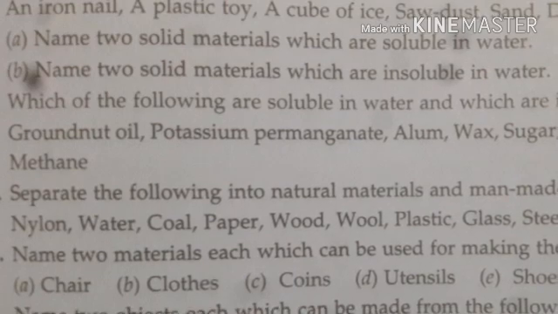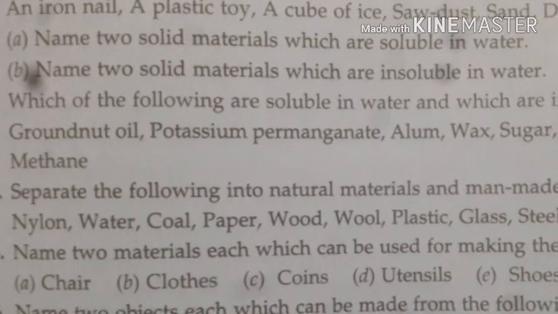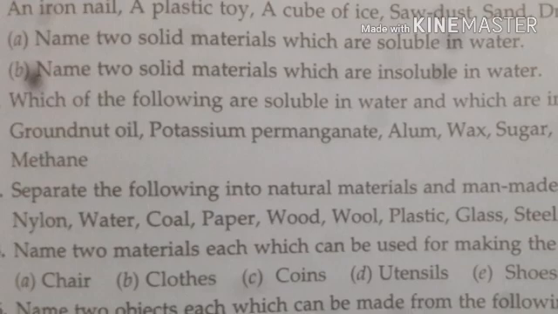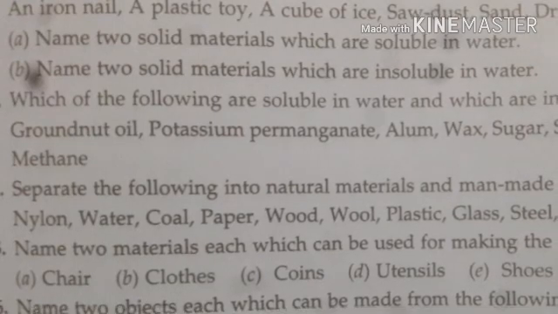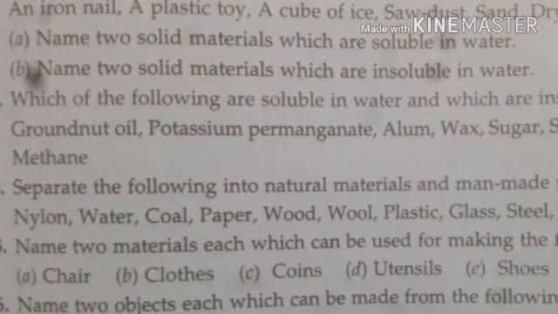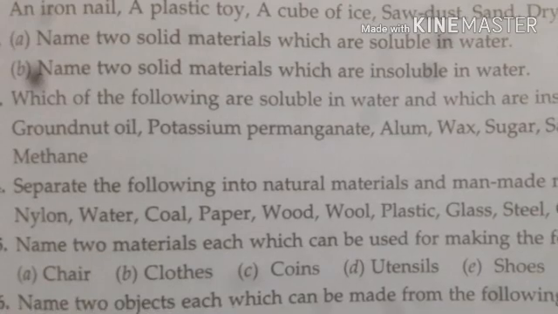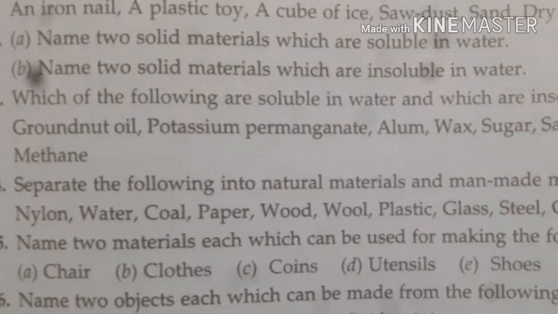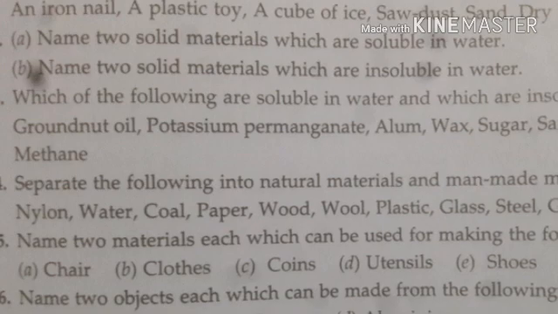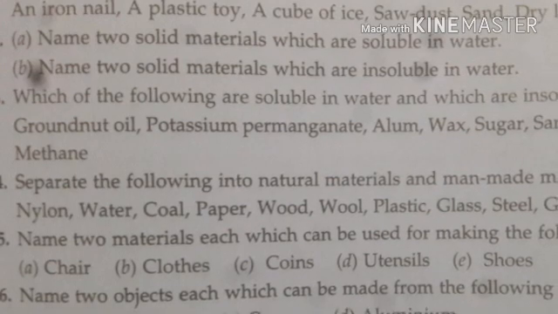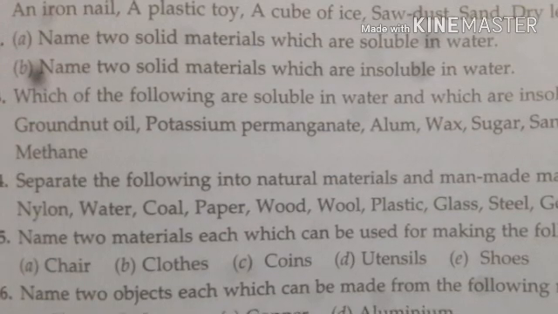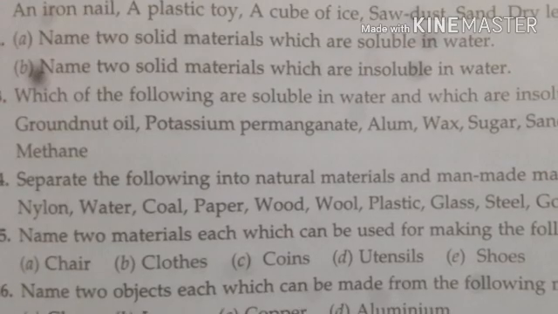24th question, separate the following into natural materials and man-made. Nylon, man-made. Water, natural. Coal, natural. Paper, man-made. Wood, natural. Wool, natural. Plastic, man-made. Glass, man-made. Steel, man-made. Gold, man-made. 25th question, name the materials each which can be used for making following object.